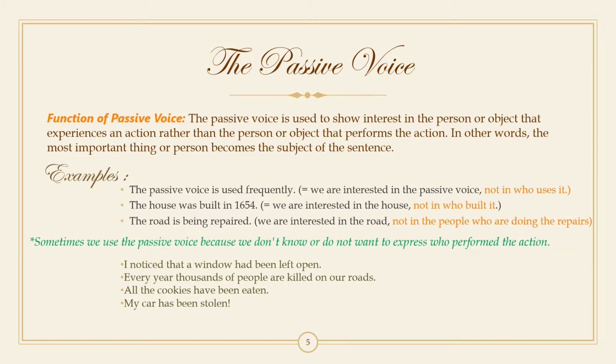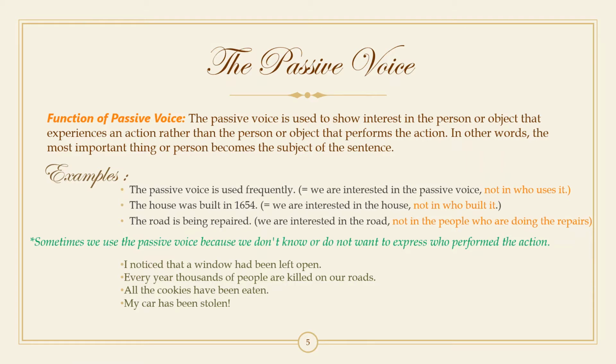Now look at the examples. The passive voice is used frequently. We're interested in the passive voice, not who uses it. Since we are not interested in mentioning who uses the passive voice, we have not mentioned the doer, the person who performed this action. In the same way, the house was built in 1654. Our interest is in the house, not in the person who had built that house.